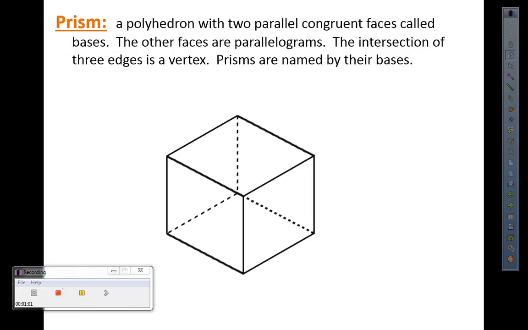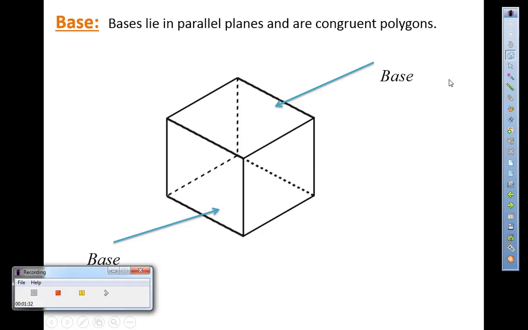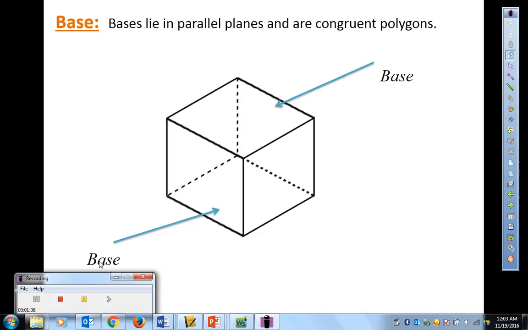A lot of what we have dealt with before, now we're going to combine into 3D shapes. Prisms, you can see there, are named by what their bases are. Whatever the base is gives the name of the prism. The bases are parallel planes and congruent polygons, so they're congruent to each other. Think of the top and the bottom as both being the bases.